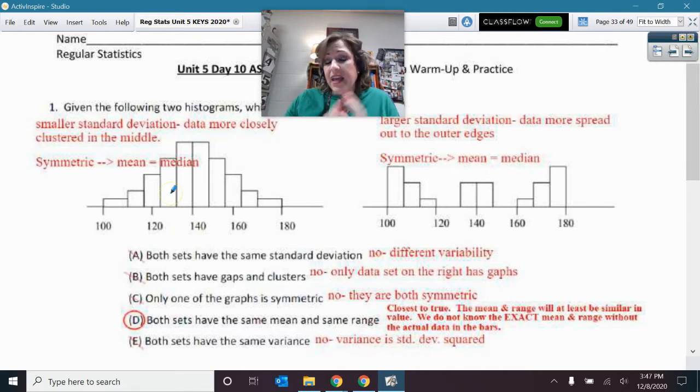It may even have a smaller IQR, that I'm not positive of, but I do know that the average distance from the mean will be smaller. Because here we have larger values on the outside edges, that's more spread. So we'll have larger standard deviation, more variability. So what happens is they do not have the same variability. They both do not have gaps in clusters, just this second one does.